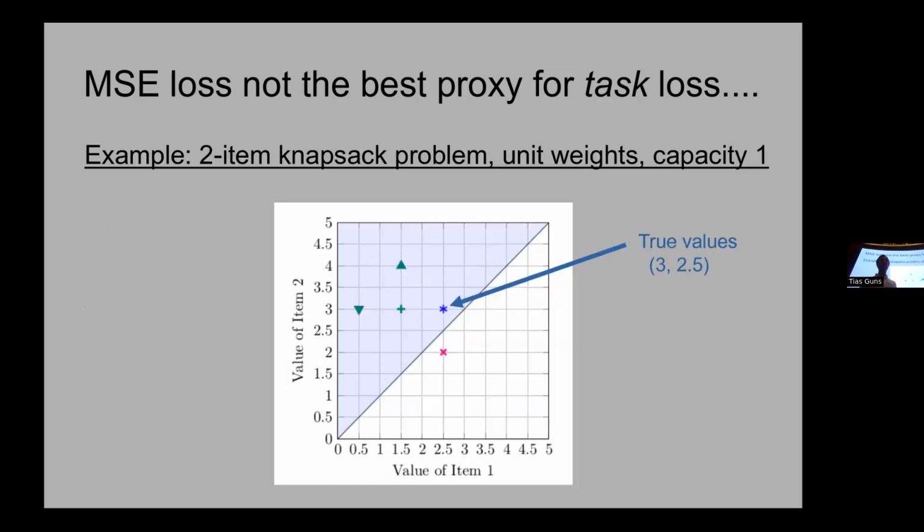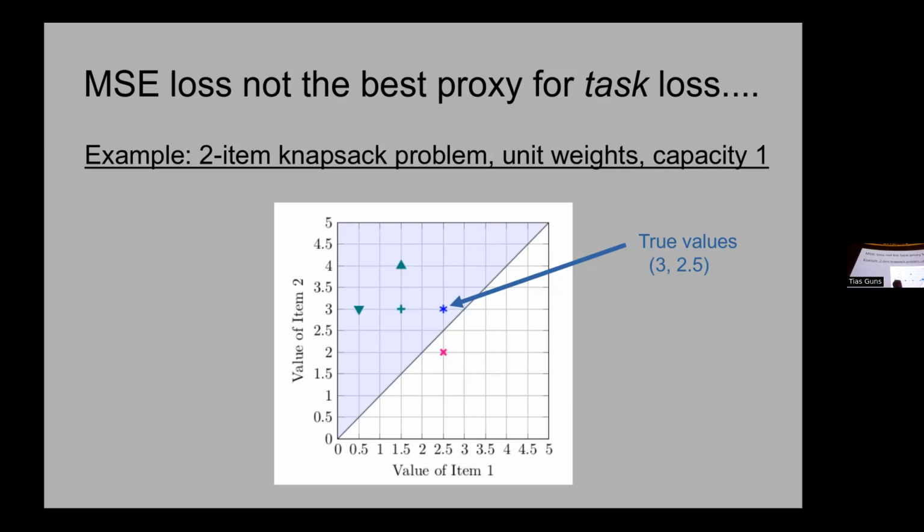In the journal paper, we have this very clean pedagogical example to show it, the survey paper a bit more. So this is very simple, a 2-item knapsack problem, unit weights, capacity 1. And the true value is that item 1 has a value of 2.5, and item 2 has a value of 3, right? So the blue point is the true prediction. And if you use that true prediction, then you will choose item 2, and that's the right decision here.